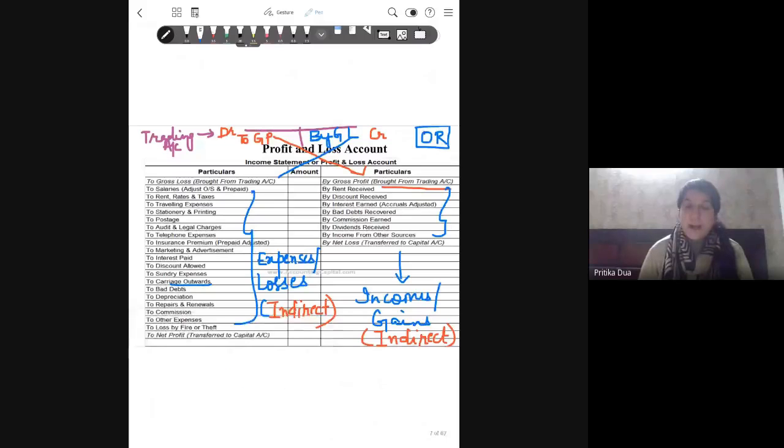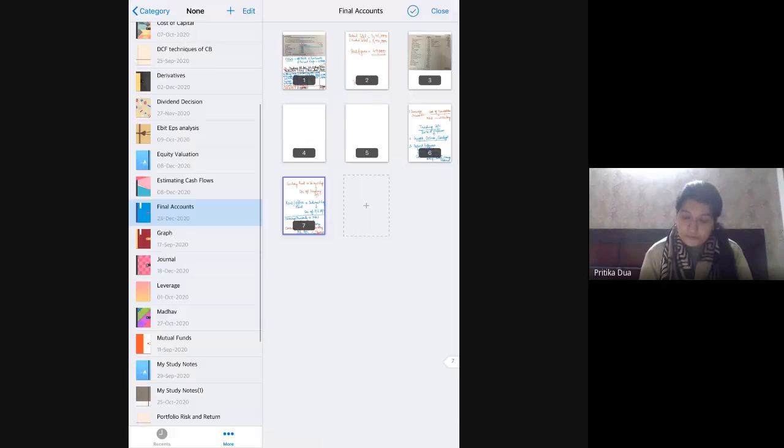Okay, the next term is bad debts. So I'll repeat this term again for the students who are not aware of what bad debts are. Say there are two people, X and Y. Now X is selling goods to Y on credit basis. मतलब गुड्स सेल कर दिए पर अभी Y ने कैश पे नहीं करा. X is the seller, Y is the buyer.